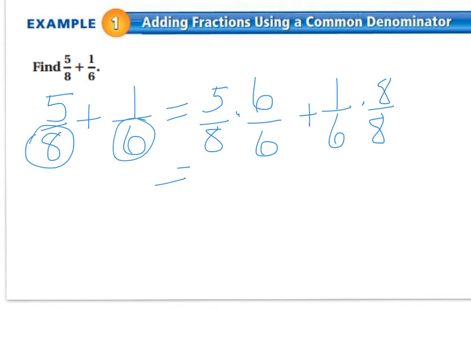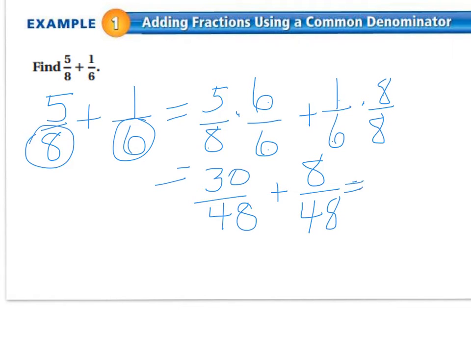And that would give us 5 times 6 is 30, and our denominator now is 48, 6 times 8, plus 1 times 8 is 8, and 6 times 8 is 48. So now we have the same denominator, and we can just go ahead and add the numerators. 30 plus 8 is 38, so we have 38 48ths.